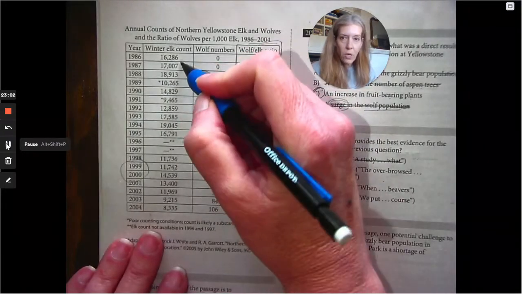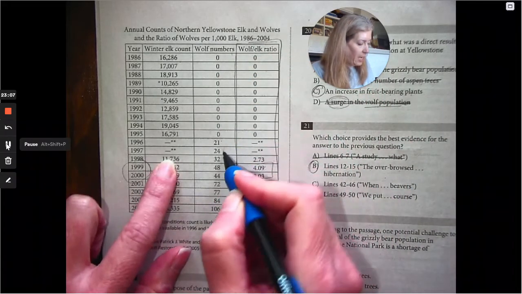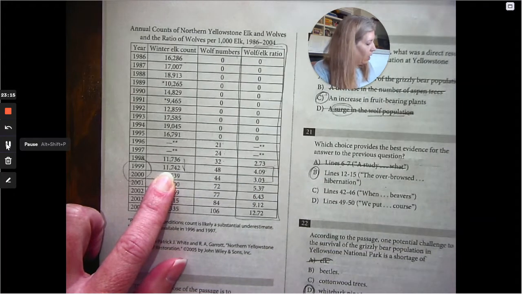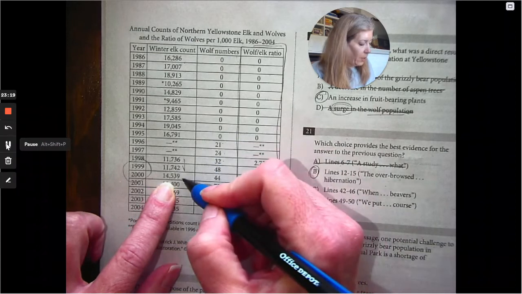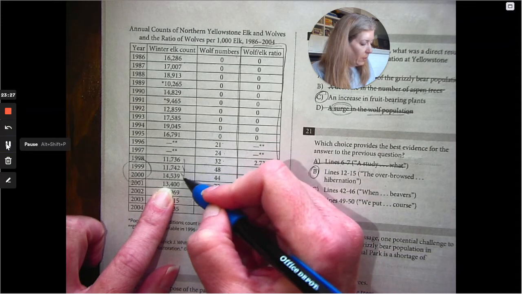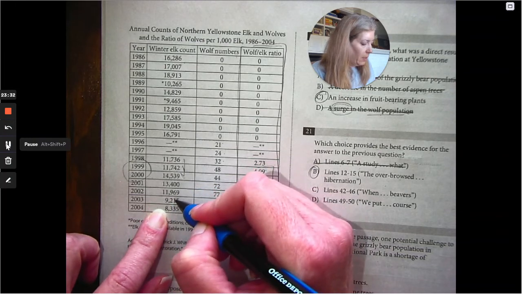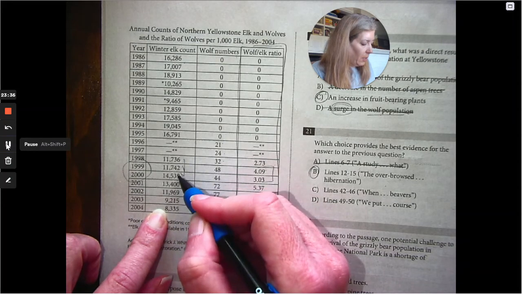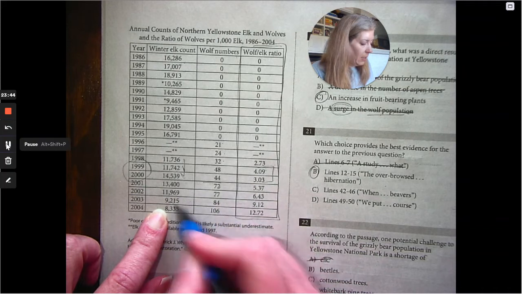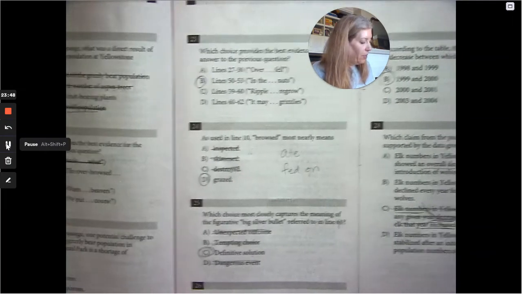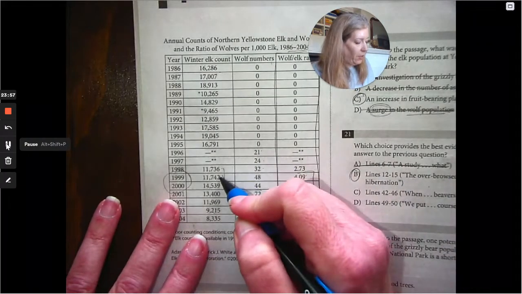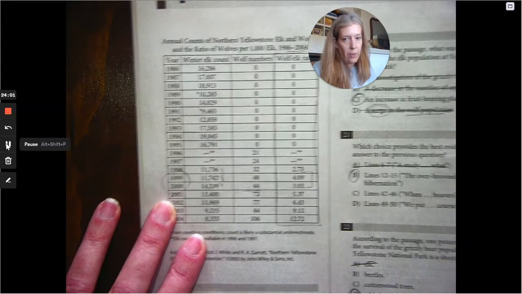Okay, here's the elk count. Wolf numbers, they were introduced. Here's 21. They didn't have any data. 11. There's an increase. Elk numbers showed an overall decline. Okay, so, okay. Because that's an increase too. Decline, decline, decline, decline. Okay, so I have 3 inclines and then a decline. Ooh, that's a big surge in numbers there. Decline, decline, decline, decline. So overall decline, that one's true. Elk numbers declined every year following the introduction of wolves. We just proved that was not true because they went up the first 3 years, but then they gradually declined as the wolf numbers went up. So that one's not true.